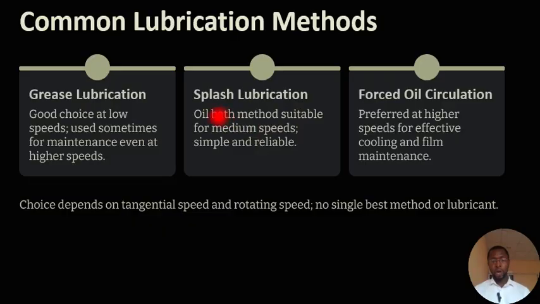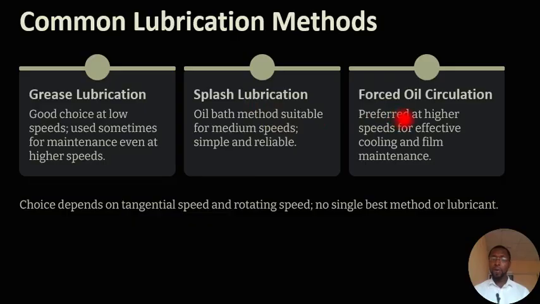Another type of lubrication method we have is called the splash lubrication method. This one makes use of the oil bath method. You put the gear into oil, and with that you reduce the friction. It's suitable for medium speed. If you want your gear to be moving with medium speed, you use the oil bath method by putting the gear into the bath containing oil. One good thing about the splash lubrication method is that it's simple and it's also reliable.